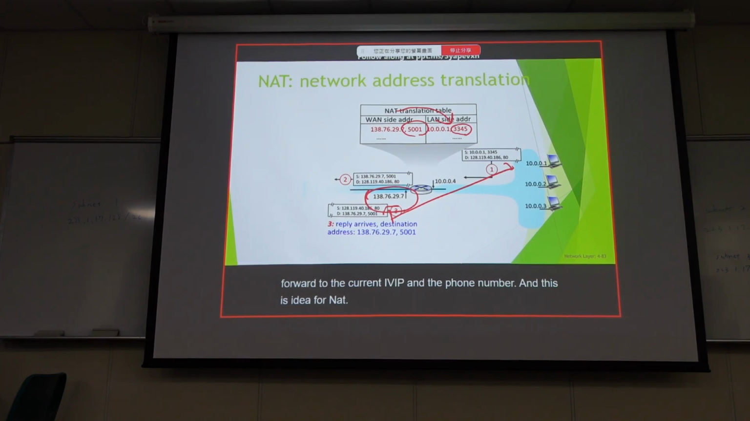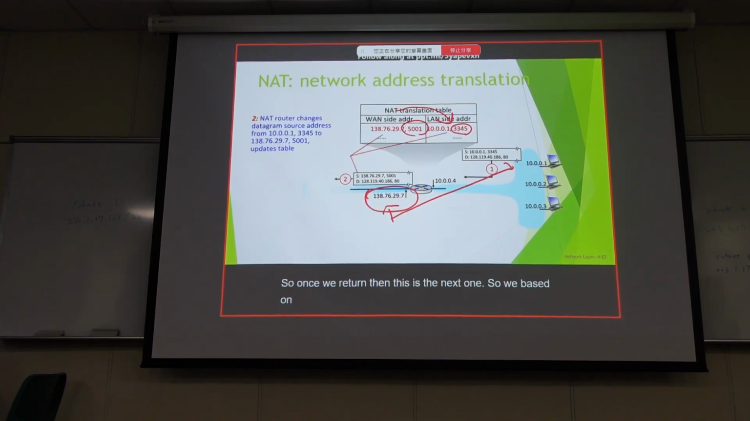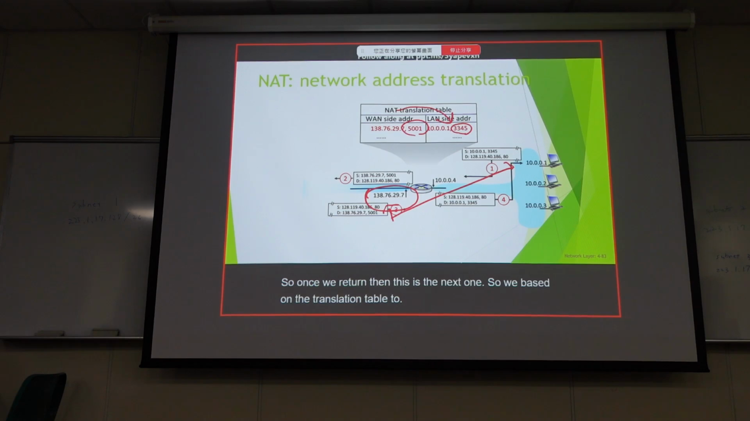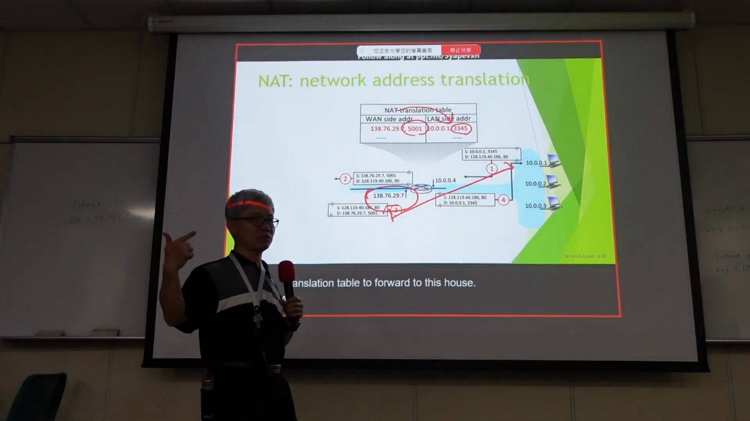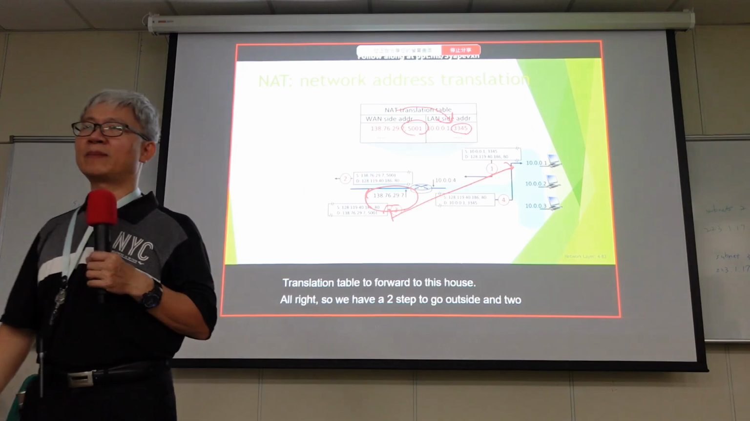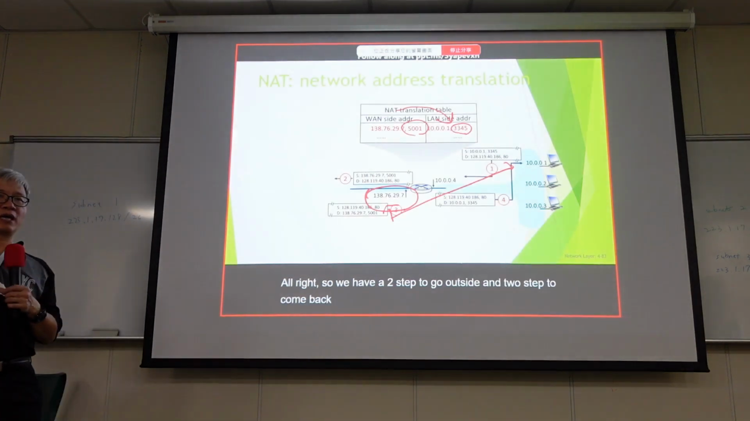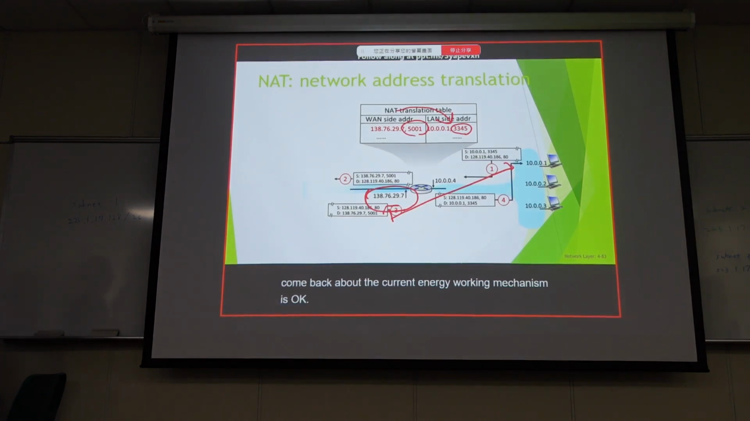So once we return, this is the next one. We use the translation table to forward to this host. So we have 2 steps to go outside and 2 steps to come back. About the current NAT working mechanism, is it okay? Any questions? Well, I assume there are none.